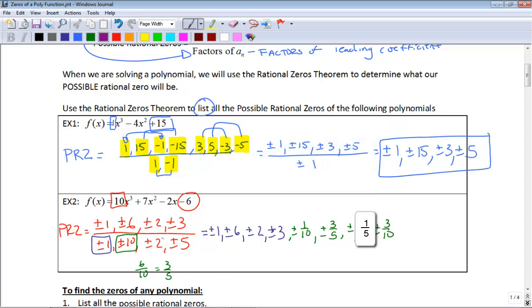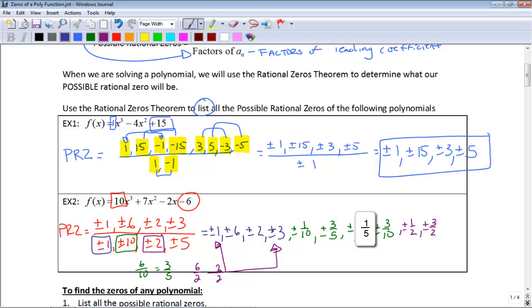Next, denominator of 2: plus or minus 1 over 2, or a half. 6 over 2, well, 6 over 2 is 3. Do I already have a possible rational zero of 3? I do, so I don't need to write it twice. 2 over 2, well, 2 over 2 is 1. Do I already have a possible rational zero that's 1? I do. Again, I don't write it twice. Finally, 3 over 2, plus or minus 3 over 2.